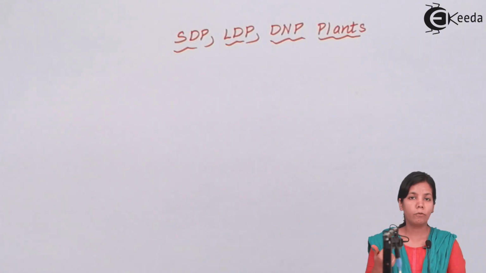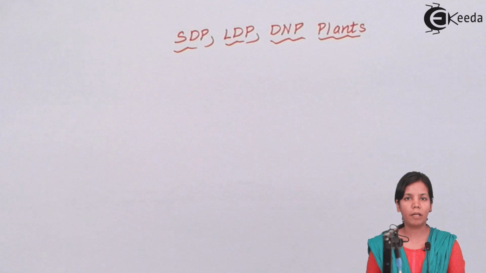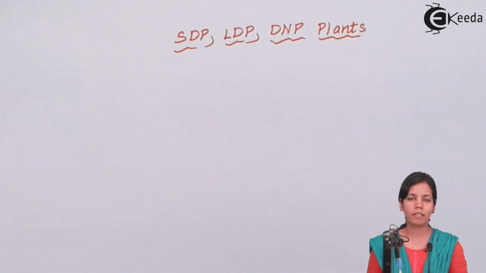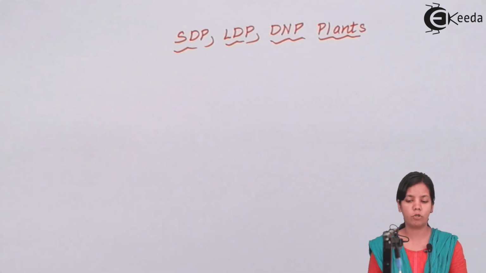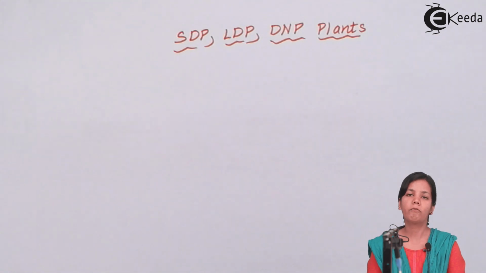SDP. The full form of SDP is short day plants. When I say short day plants, an example could be strawberries. When a strawberry is grown in winter, in winters the days are very short, whereas nights are long. There is no sun in winter, right? So SDP plants are nothing but plants that flower when the daylight is shorter than the critical photoperiod.